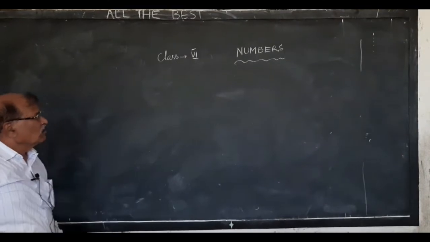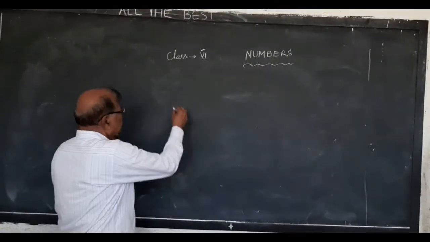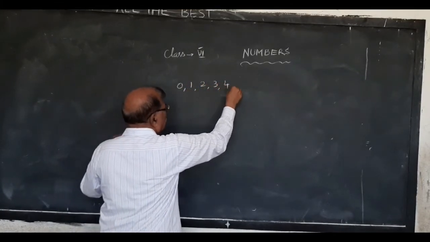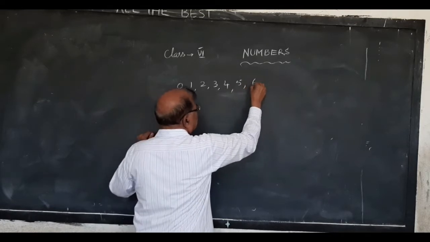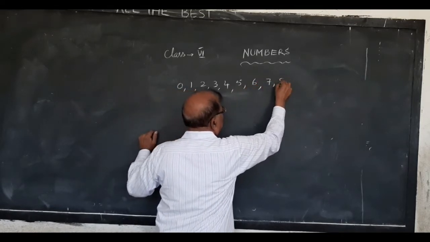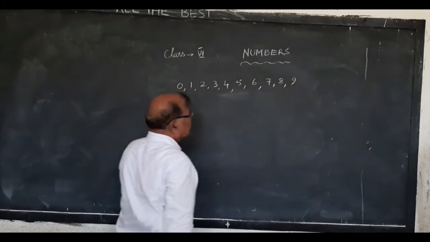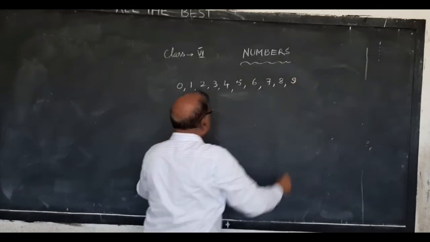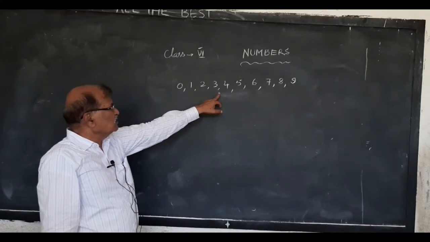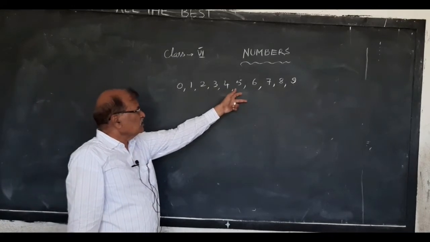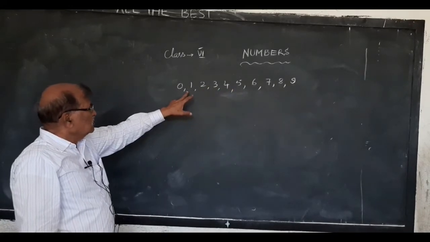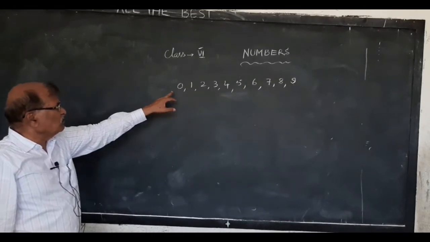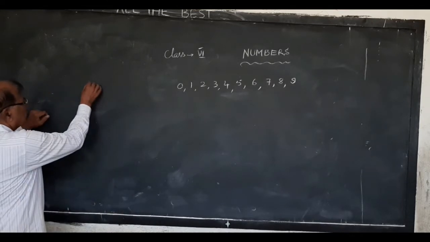So we are using the numbers 0, 1, 2, 3, 4, 5, 6, 7, 8, 9. These are called Hindu Arabic symbols. We call them numbers. The whole world is using this system of numbers to represent these numbers.